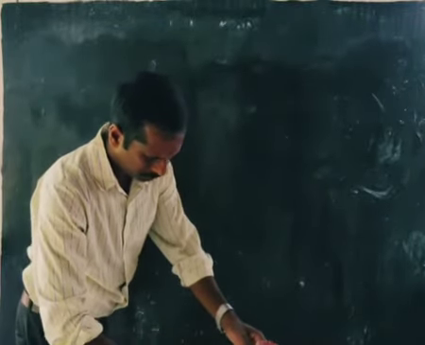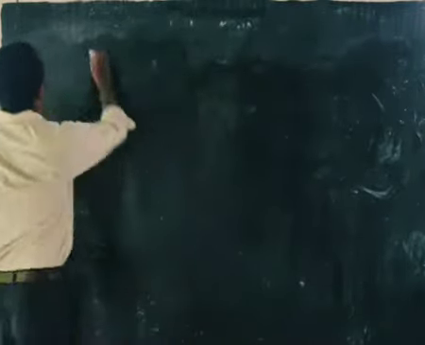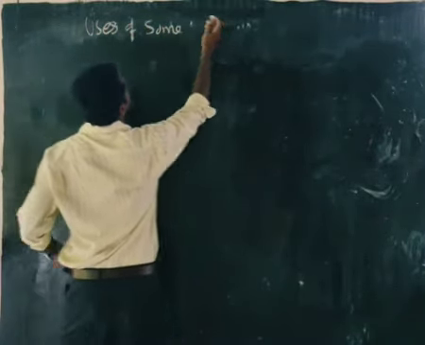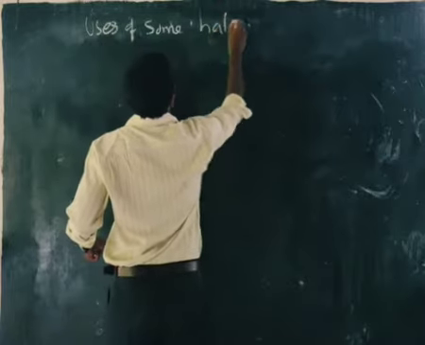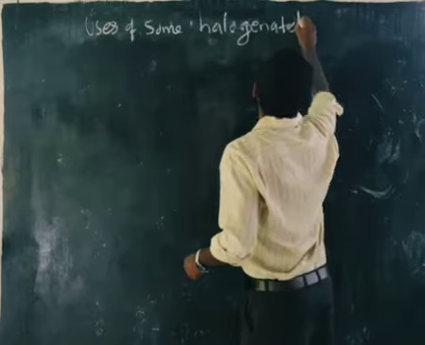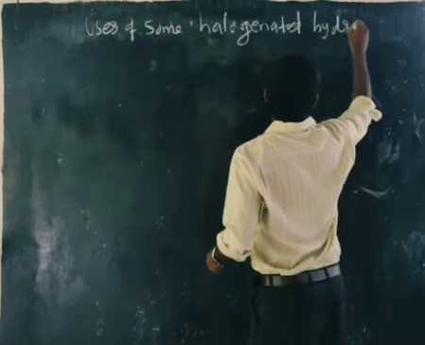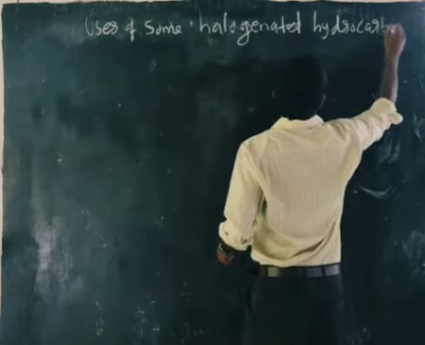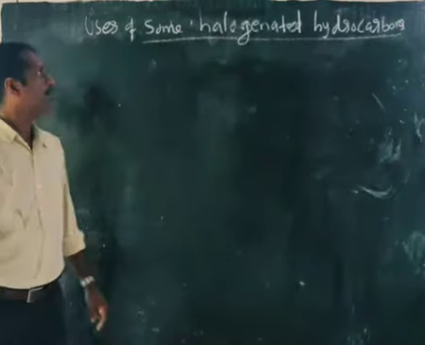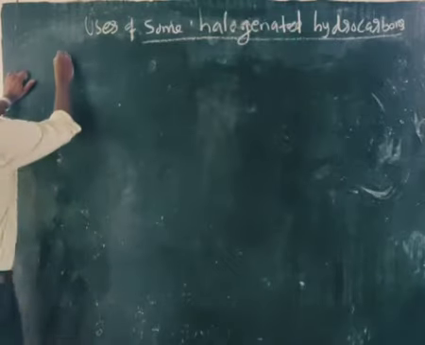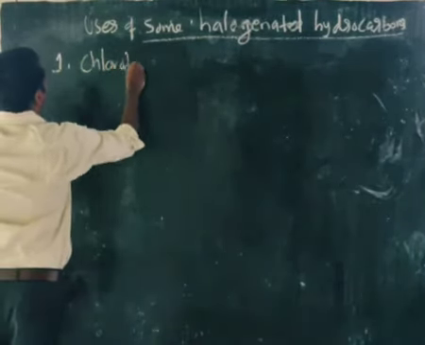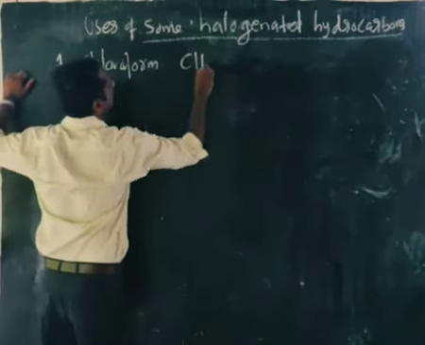And now, uses of some halogenated hydrocarbons. First one, number one, chloroform, formula CHCl3.